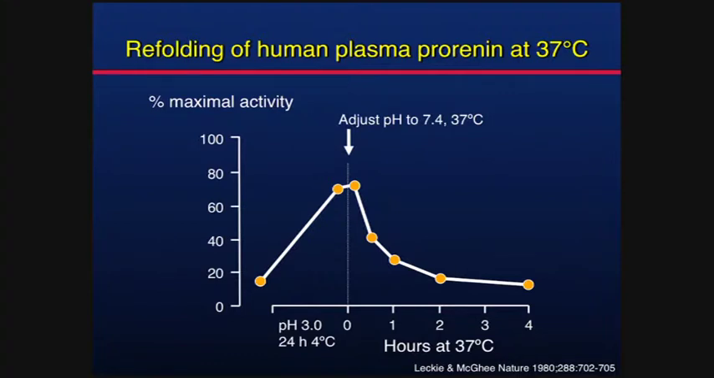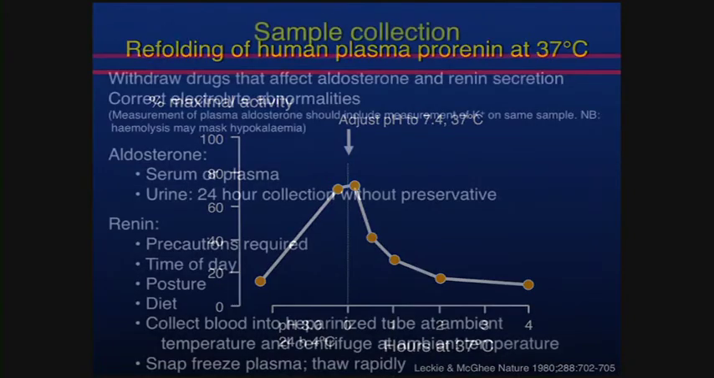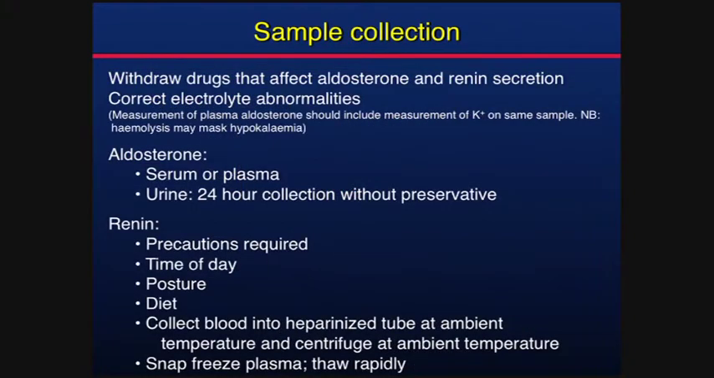But when the pH was adjusted to 7.4 at 37 degrees, we had a rapid refolding of the prorenin so that the amount of active renin that we were measuring returned to what we had at the beginning. So we have to think about all of these issues when we're talking about measuring renin in a patient in whom we suspect they may have primary aldosteronism.